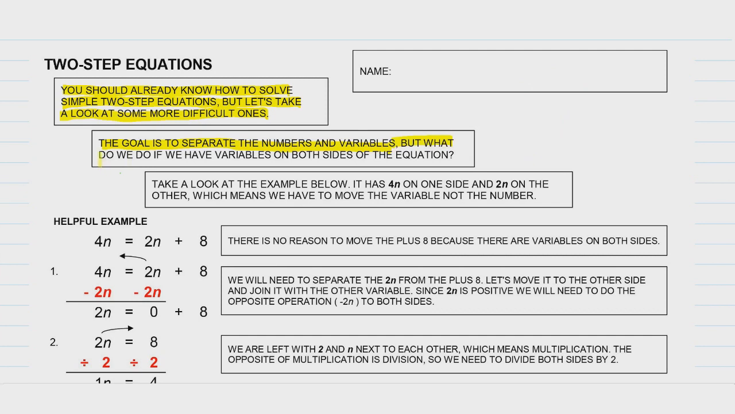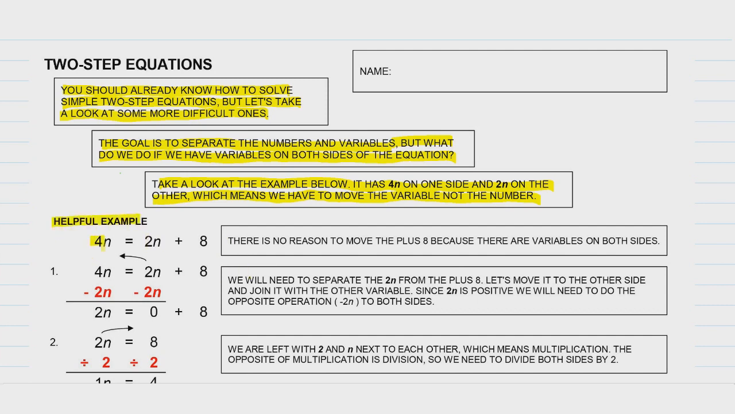But what do we do if we have variables on both sides of the equation? Take a look at the example below. It has 4n on one side and 2n on the other, which means we have to move the variable, not the number. So in level 1, we were moving the number all the time. This time, we're going to have to move the variable. Let's check out the helpful example.